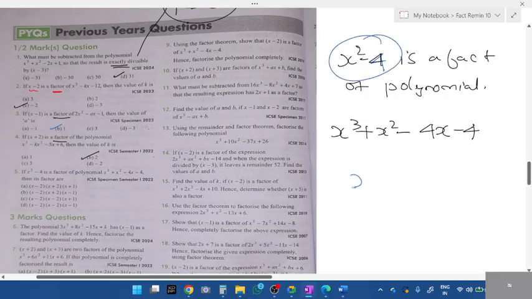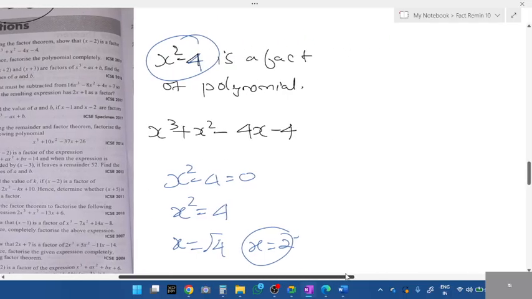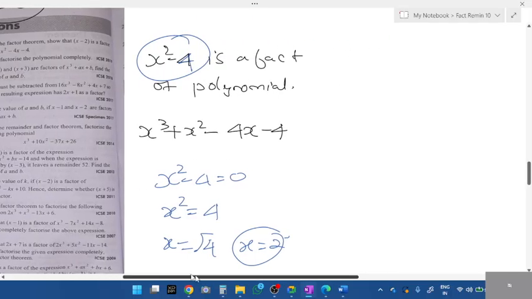If you don't know the logic, what will you all do? X square minus 4 is equal to 0. You'll shift 4 to the other side. What is x value? 2. And what they have mentioned here is a factor. Is a factor. Apart from x, is any other value missing? I mean, given? No.